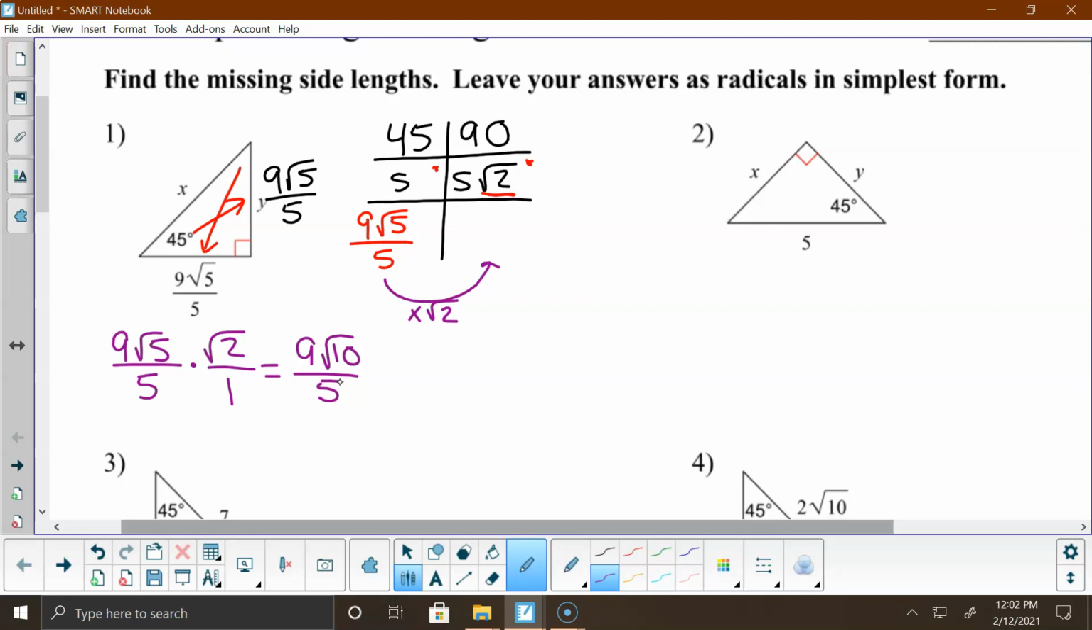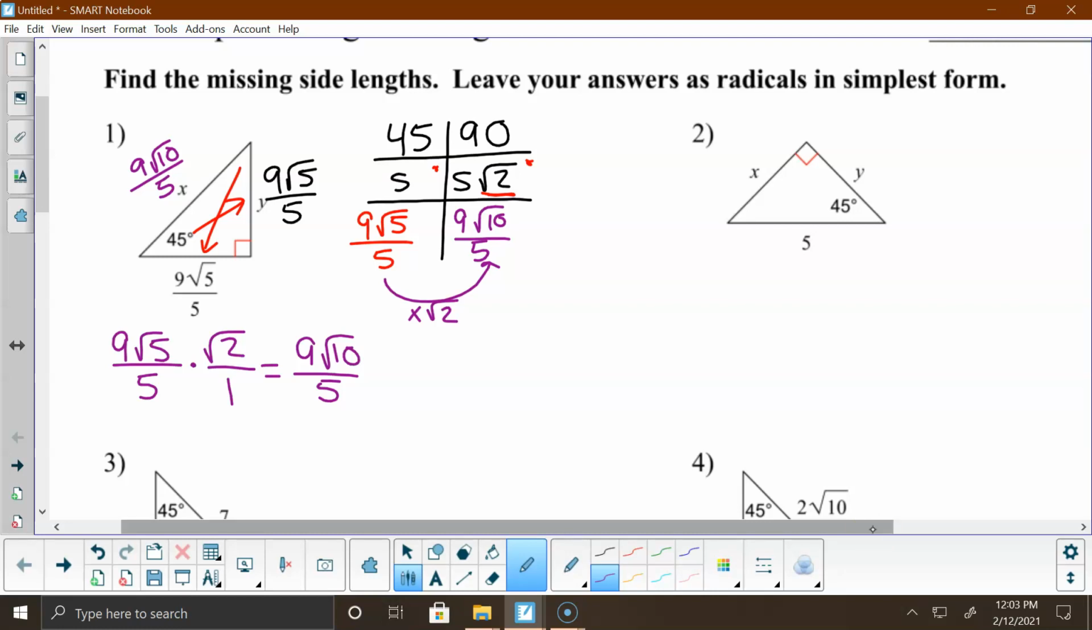Can I simplify that square root of 10? Nope. So I'm done. 9 square root of 10 over 5. And you'll stop showing the mass amounts of work the further you get into it, but the first couple you definitely want to show it. There's 20 questions, but we'll get it done this class period.